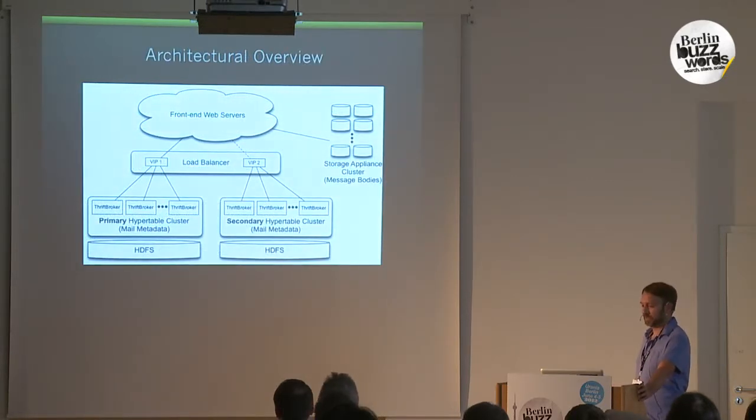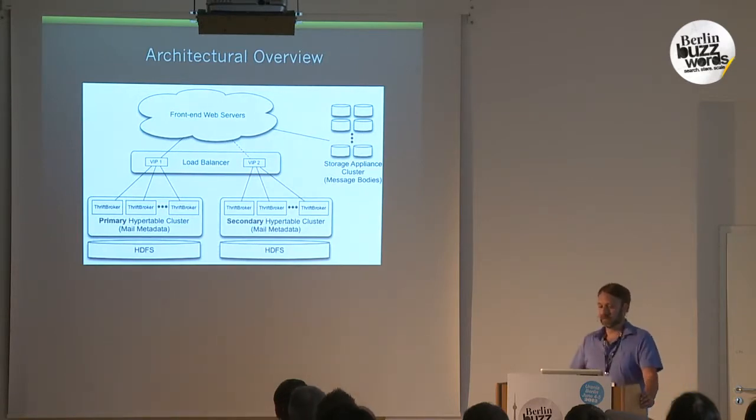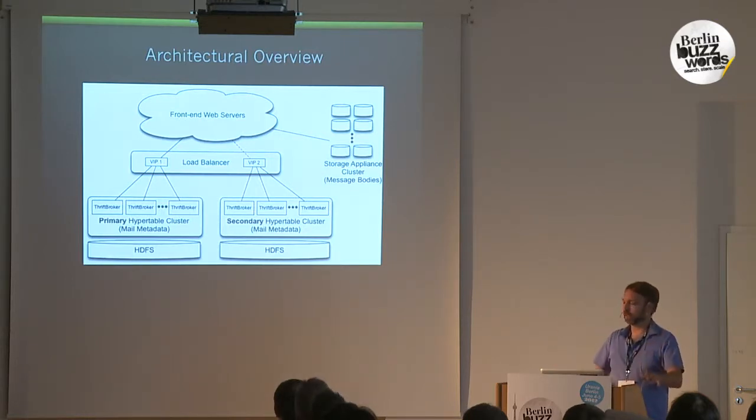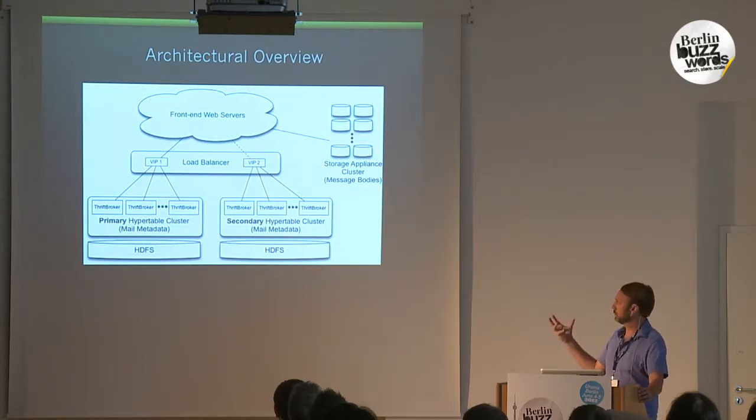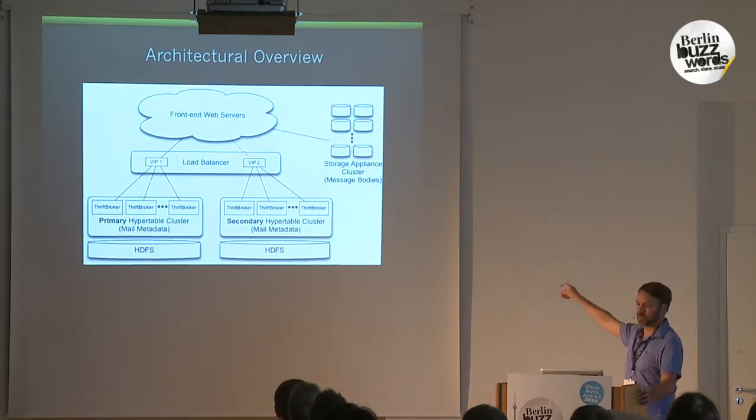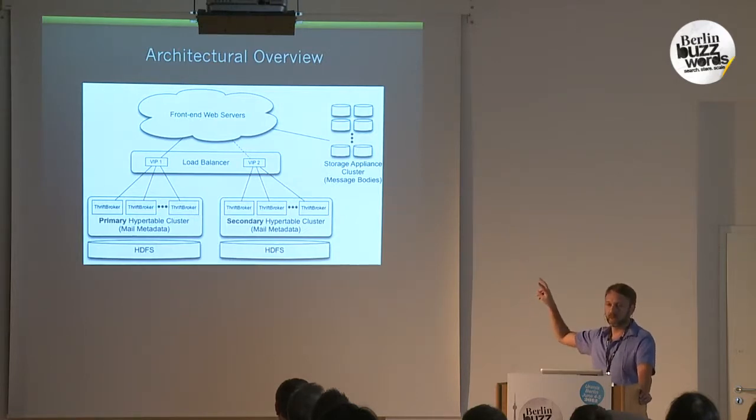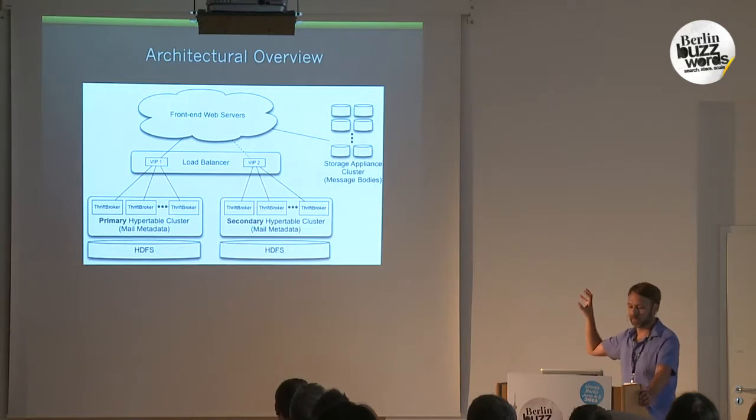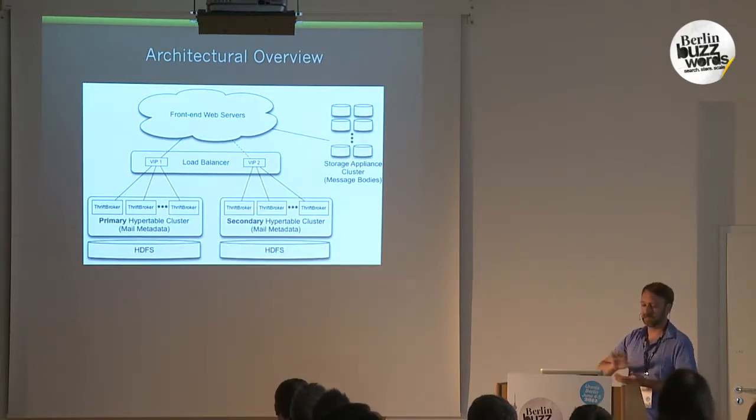And this is the 10,000 foot overview of what the system looks like. The way it works is they've sharded the system into multiple shards, and they run each shard in a separate data center. And this is the architectural overview of what the system looks like in a single data center. This big cloud here is the front end web servers, and they are connected directly to this storage appliance cluster. The storage appliance cluster is used to hold the mail bodies. And then it's connected to two Hypertable clusters, which are used to store the metadata. Each cluster stores a complete copy of the metadata, and they're exact replicas of one another.